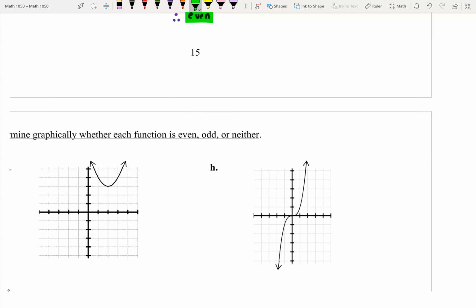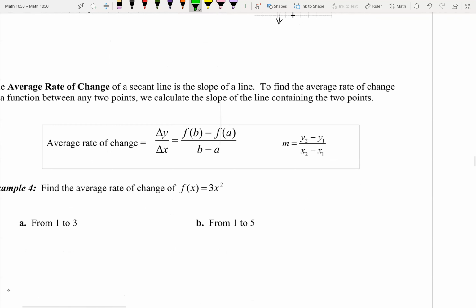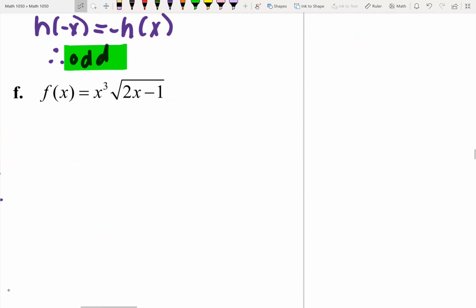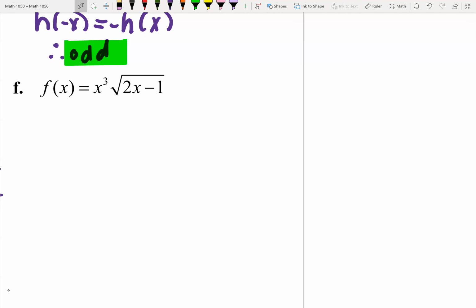I'm going to get myself psyched up. Oh yeah, we're almost done. Those are quick and easy. Okay. This is tougher. It's just more complicated. Nice and slowly, okay? Let's find f of negative x.